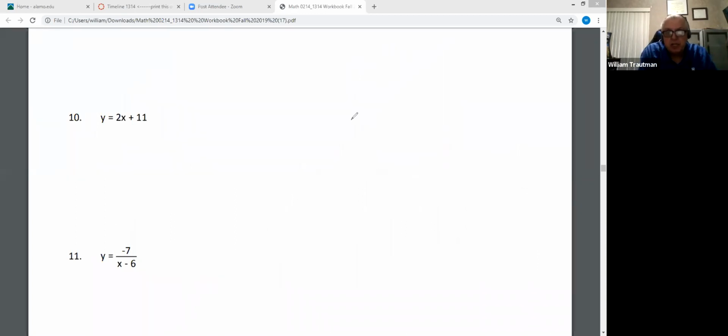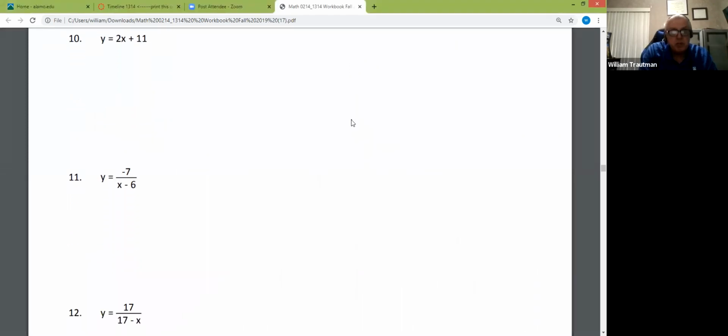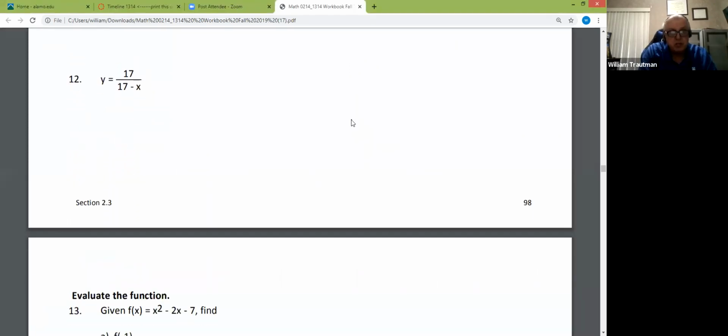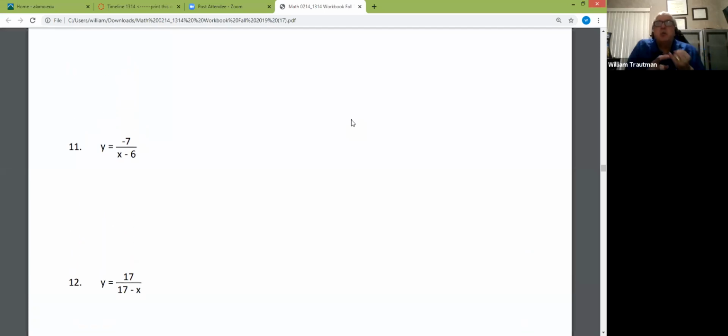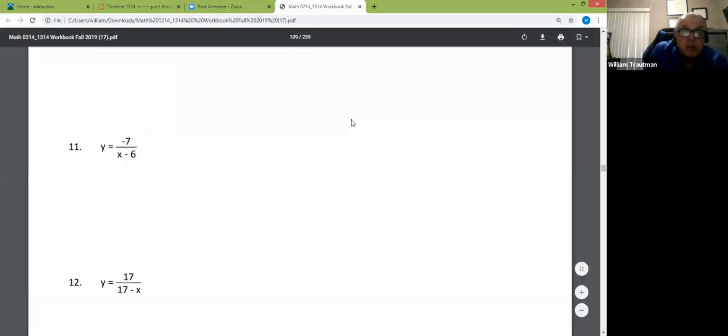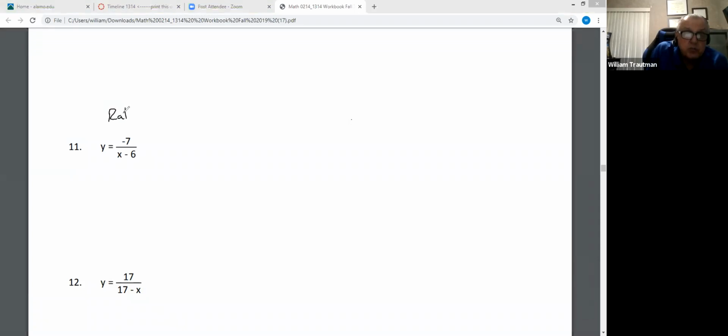Okay, number 11 might be the only tricky part. Well, number 11 and 12. Let's see how these do. So we did domains for parabolas, the U shape, when you have an x squared in the graph. We did the linear functions, we did square root functions. This is a rational function. Remember, rational means a fraction, where we have an x on the bottom of a fraction. Rational functions have an x value on the bottom.